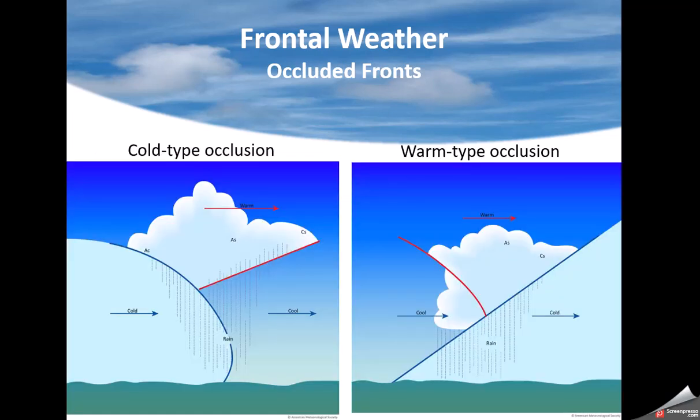So there are also occluded fronts. Towards the end of an extratropical cyclone's life, the cold front catches up to the warm front that was out ahead of it. So think about it. There's warm air on the east side of the extratropical low, and the cold front to the south of the low. As it takes its time, that cold front's moving faster than the actual low, and it's also moving faster than the warm front. So it eventually pushes through and lifts that warm air aloft. When that happens, you have an occluded front.